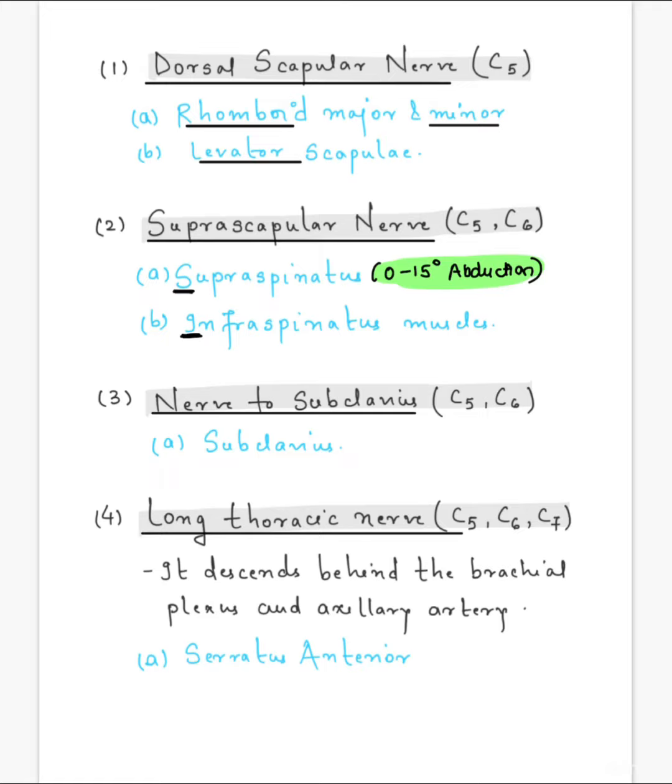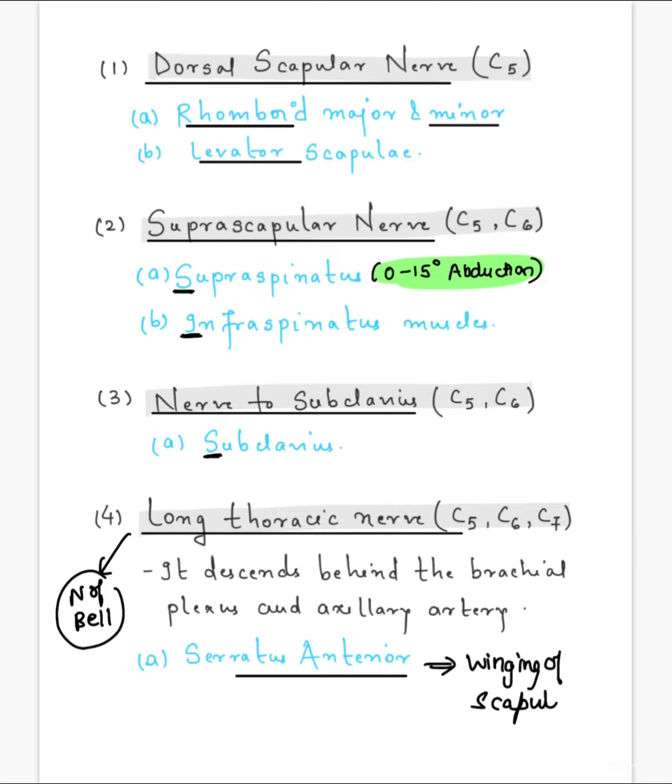Your axillary nerve. Then the nerve to subclavius supplies the subclavius. The long thoracic nerve, also known as the nerve of Bell, supplies your serratus anterior. If there is a paralysis, this causes winging of the scapula. Again, a very important thing that you need to know.